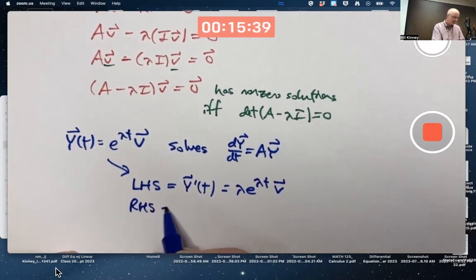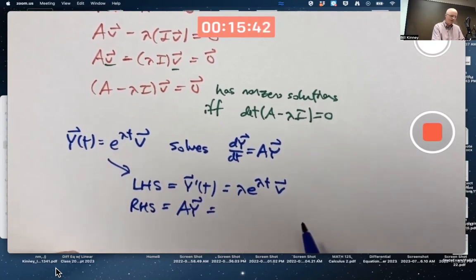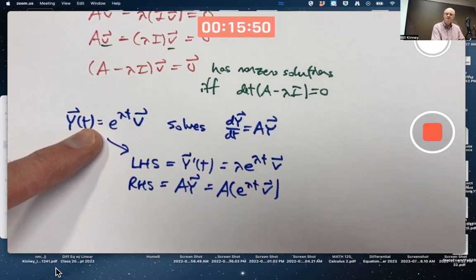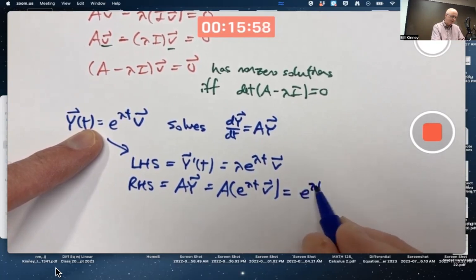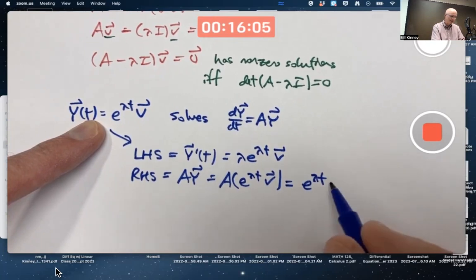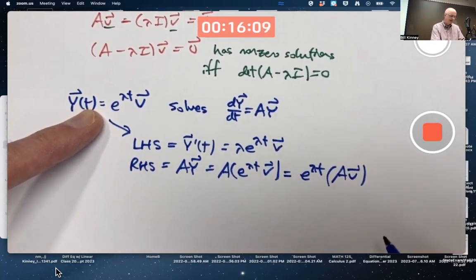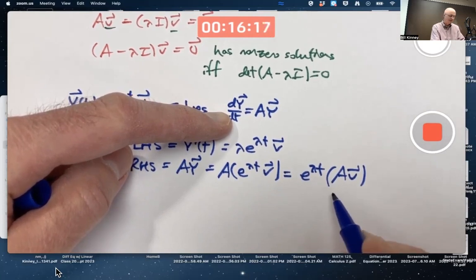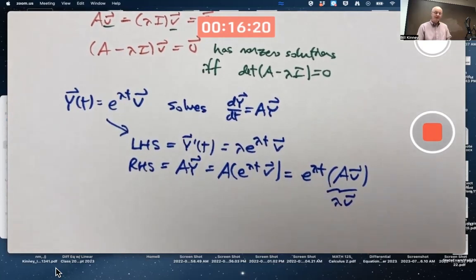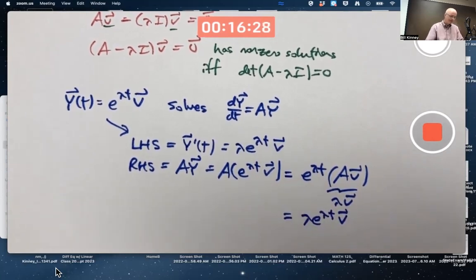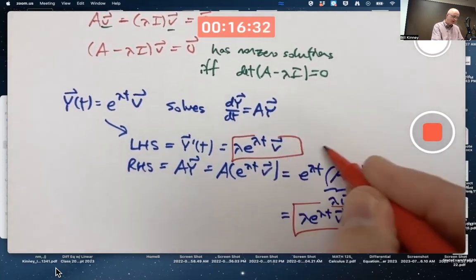What about the right-hand side? A times y. I've got to replace y with this function: A times e to the lambda t times v. You can factor out the e to the lambda t. That's a property of a matrix times a vector written as a scalar times another vector. You can bring the scalar out in front. Those don't look the same, do they? Well, that's because you haven't used the fact that lambda and v are an eigenvalue-eigenvector pair. A times v is lambda times v. Now bring the scalar out in front. This becomes lambda e to the lambda t times v. We have a match. Left-hand side equals right-hand side.